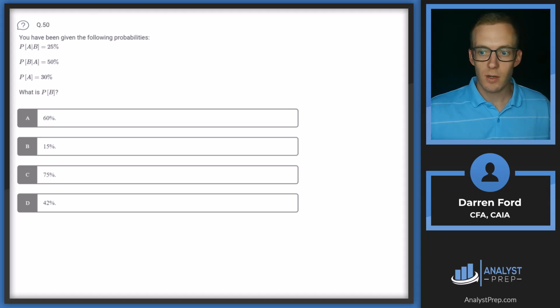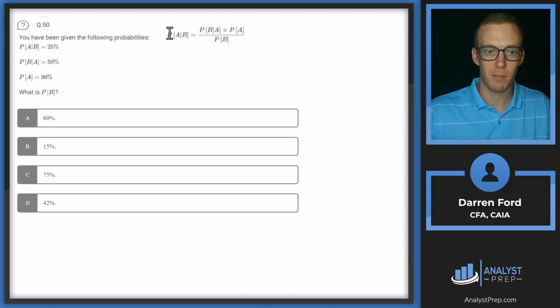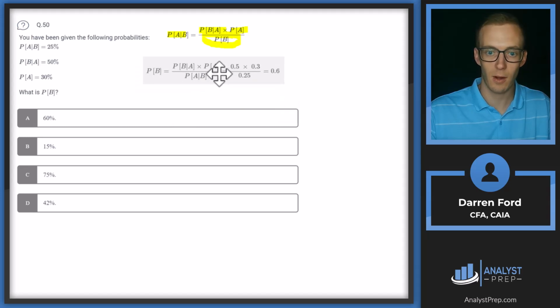So for this question, we can use Bayes' theorem on probabilities. The probability of A given B equals the probability of B given A times the probability of A, divided by the probability of B. We're given these, and we need to solve for the probability of B. So essentially we're just going to plug in the numbers, and then do some algebra to work that out.